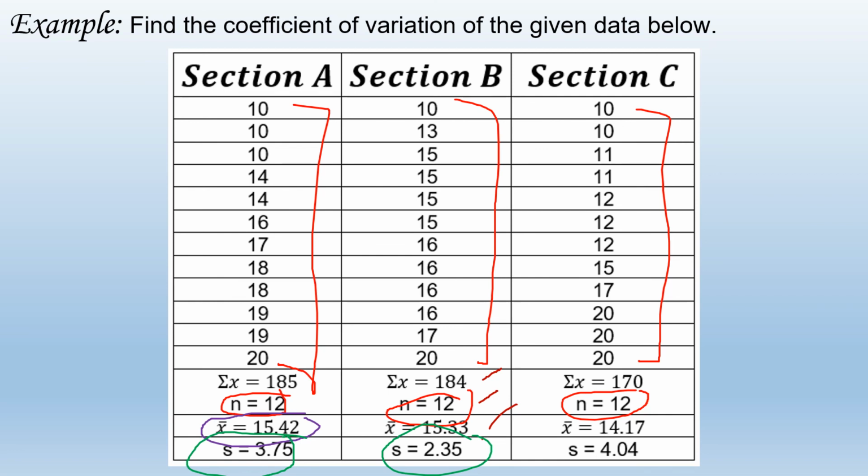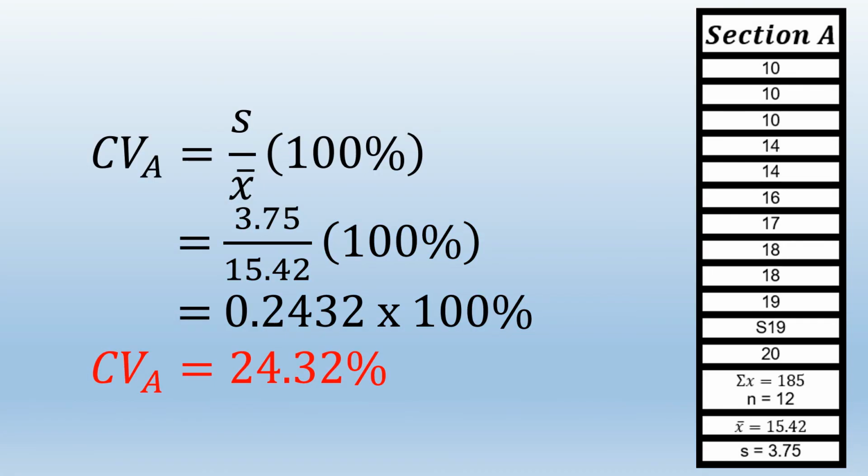And so on for section C. Okay, so let's try to look at the computation for section A, B, and C. So for section A, you just have to input everything. Our formula for coefficient of variation is equal to S, which is the standard deviation, divided by the mean value, the X bar, times 100%. According to here, the answer is 24.32.